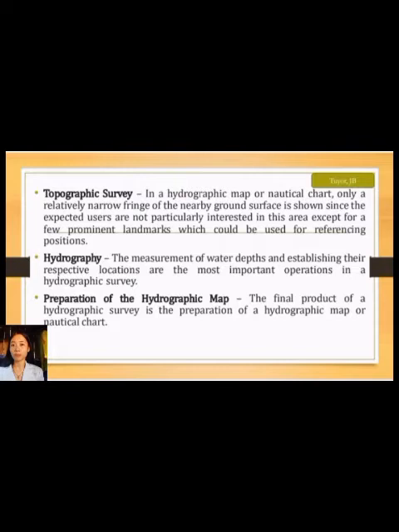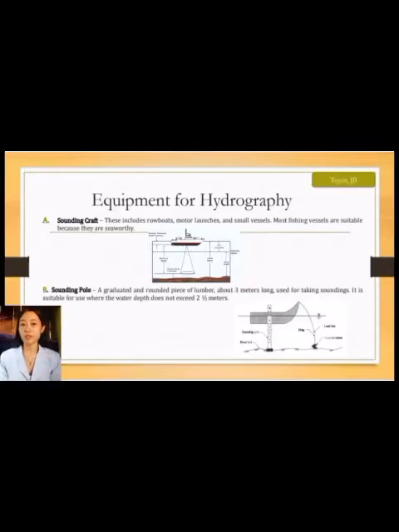And the different kinds of equipment described in the following list are only those which would be used in conducting small-scale hydrographic surveys required for most engineering projects. Such projects usually involve lake, reservoirs, or a harbor, and a small launch or boat. And the first equipment is the sounding craft. Various types are used for hydrographic surveys, and this includes rowboats, motor launches, and small vessels.